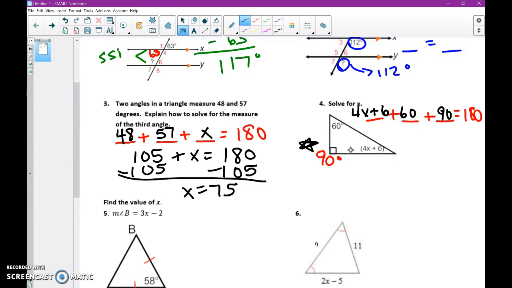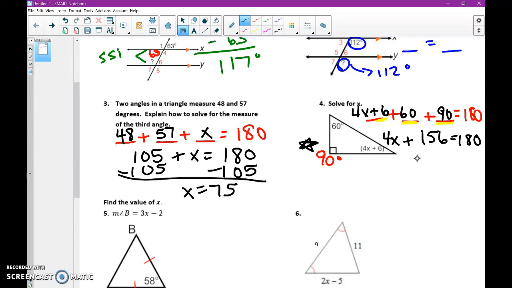Make sure you put all 3 together equaling 180. Now it's just a matter of algebra. I can put together the 6, the 60, and the 90. Let's drop down the 4x. 6 plus 60 plus 90 is 156.